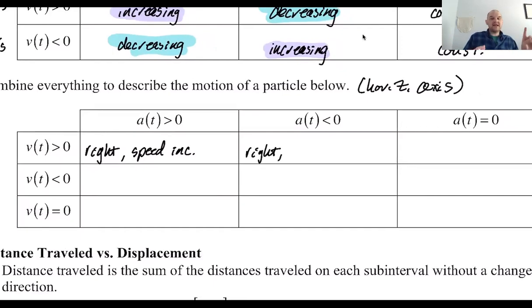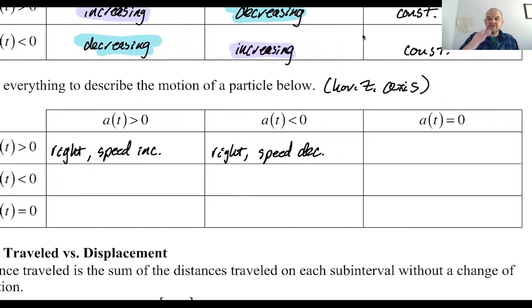If v of t is positive, you are moving to the right. If v of t is positive and a of t is negative, that means speed is decreasing. And that's what we're going to say. Speed decreasing. If v of t is positive and a of t is 0, then you're moving to the right and you have a constant speed. So the speed is not changing.